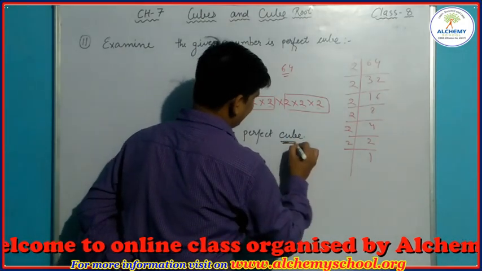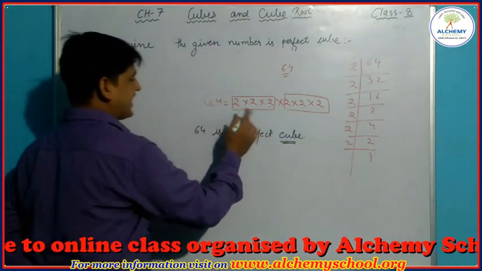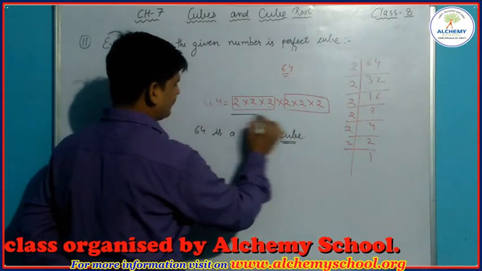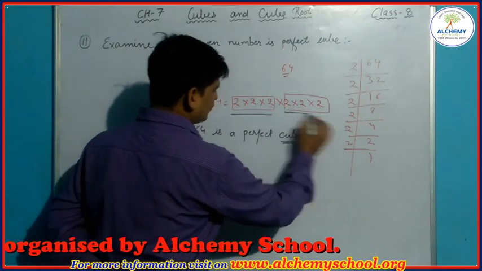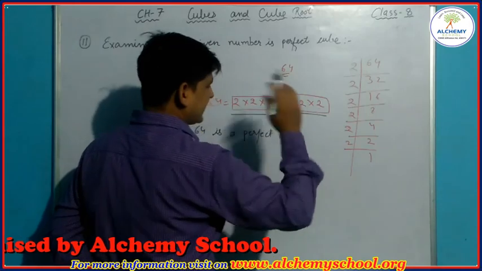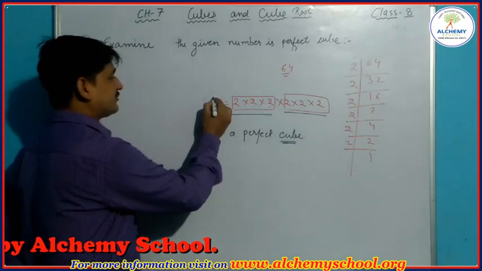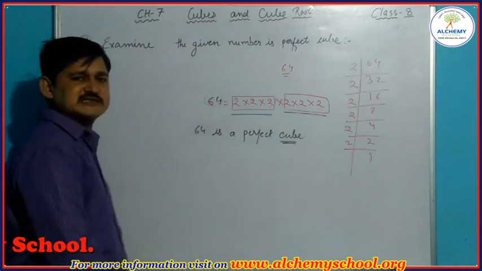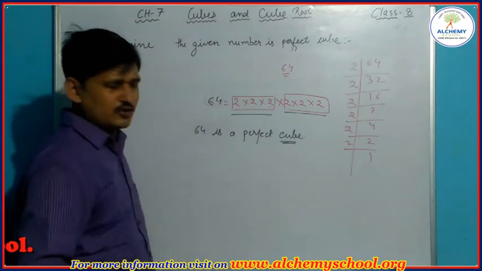Why is 64 a perfect cube? Because we can make groups of 3 same factors. First group we have for this 2, second group we have for this 2. It means we can make groups of 3 same factors for 64. So this is a perfect cube.